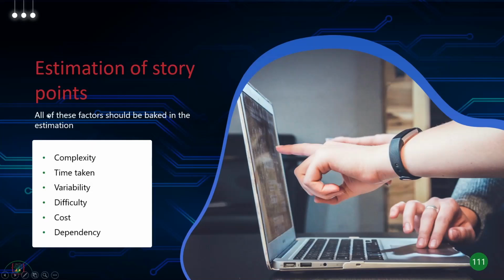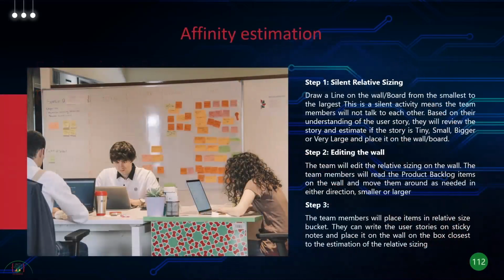So when we're estimating the story points, no matter what method we're using, you have to look at the complexity, the time taken, variability, difficulty, cost, and the dependency. All of these factors should be baked into your estimation. And that is how the team will be providing good estimates. The last method that I wanted to talk about was affinity estimation.